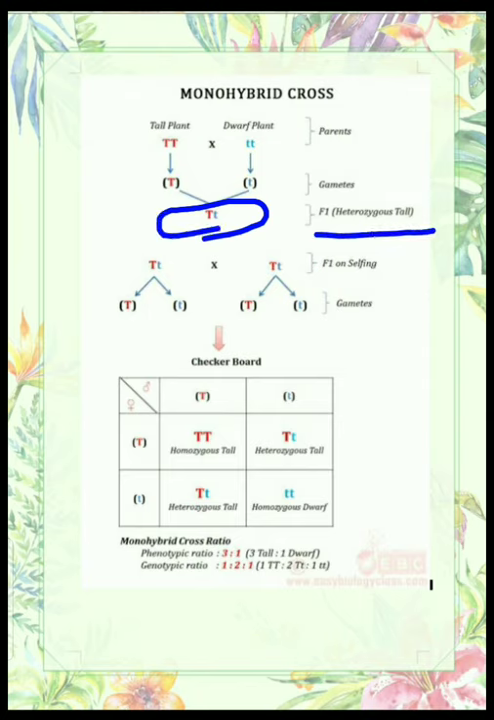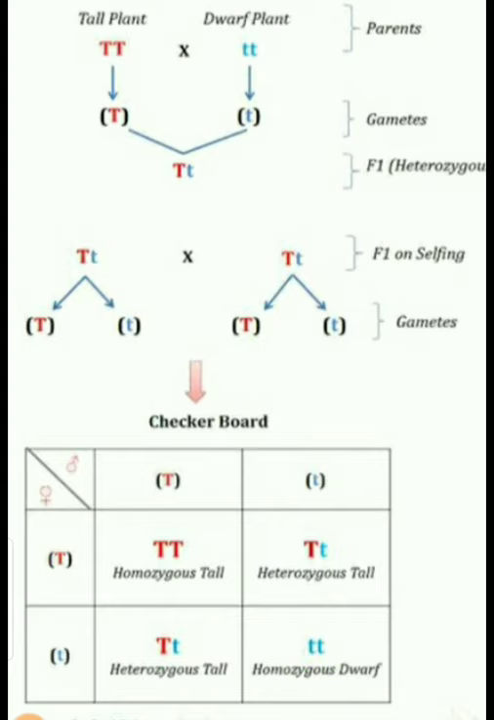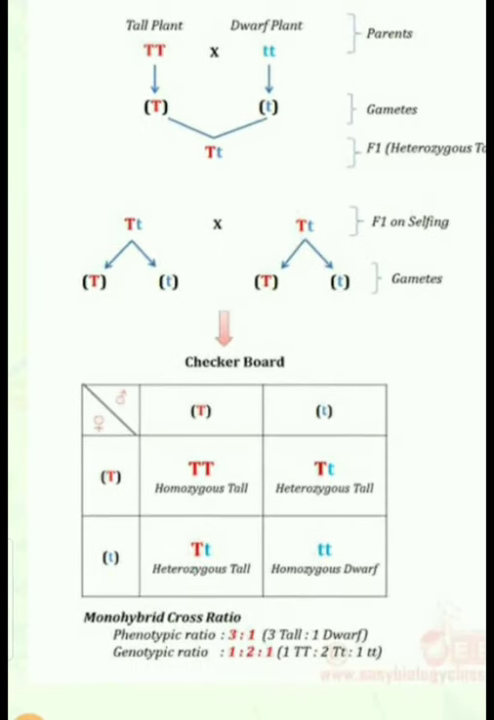As I told you in the last lecture, if the dominant gene is present along with the recessive, then the dominant will express only itself. The recessive will not express itself in the presence of the dominant gene. So here you can see that capital T small t is present, and capital T is the dominant and small t is the recessive. So only capital T will express itself, small t will not express itself. And now we will do selfing. Selfing means the cross between the F1 generation itself.